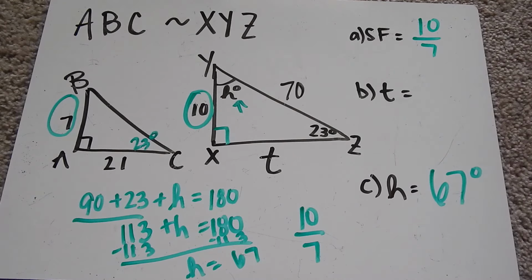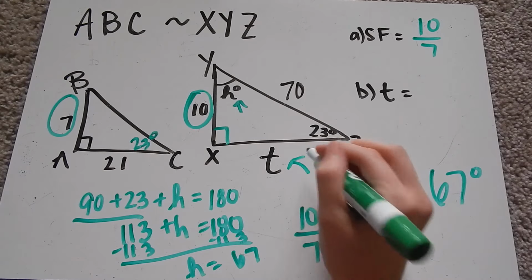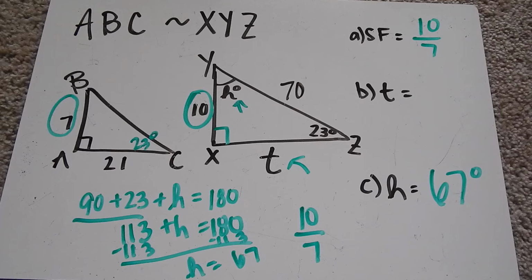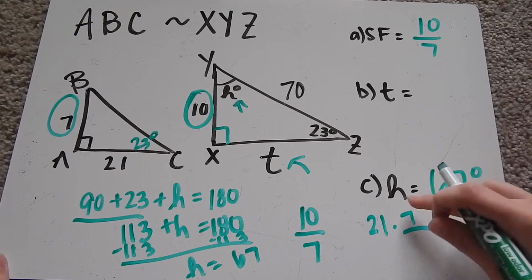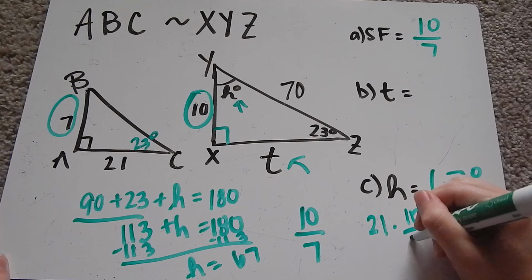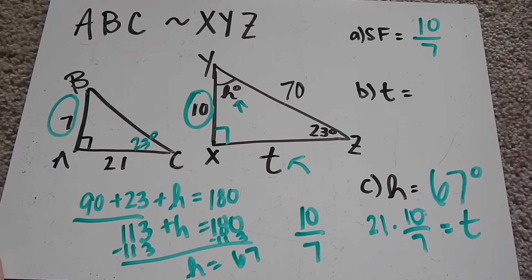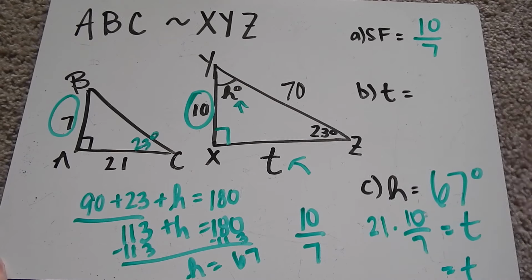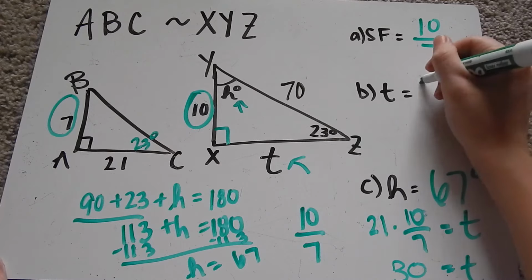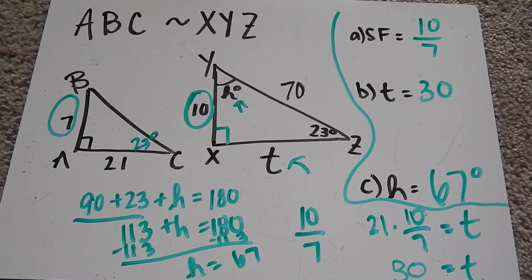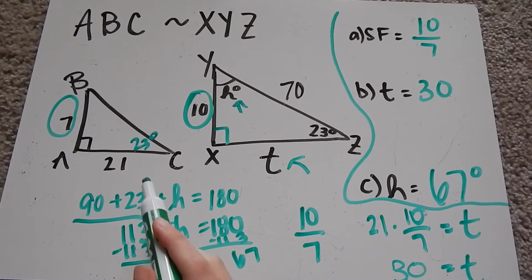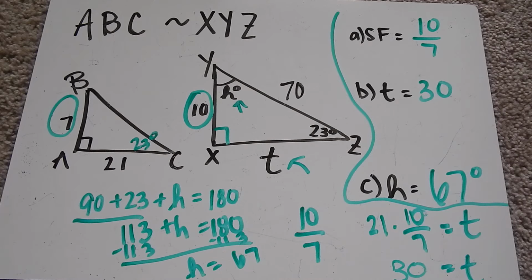It doesn't reduce. Now I want to find t right here. So I know AC, I want to find t. Well, I need to figure out t by multiplying AC by the scale factor, 10 over 7. So 21 times 10 over 7 is going to equal my t. If you want to use your calculator for this, you'll get t is equal to 30. So t is 30. And so that gives me all my answers there. So again, whenever you want to get from the smaller to the bigger, we multiply by the scale factor. So I multiply 21 times 10 over 7 to get my t.